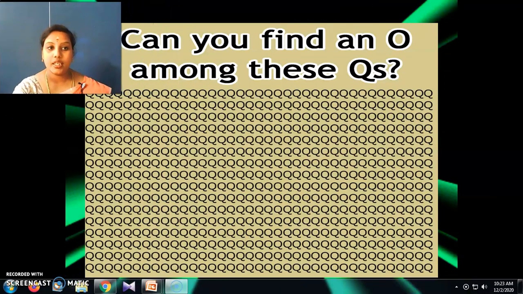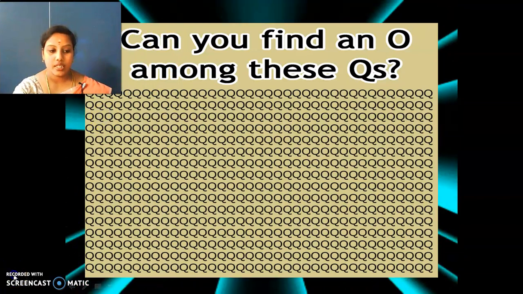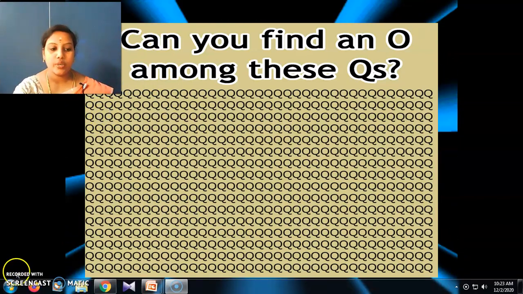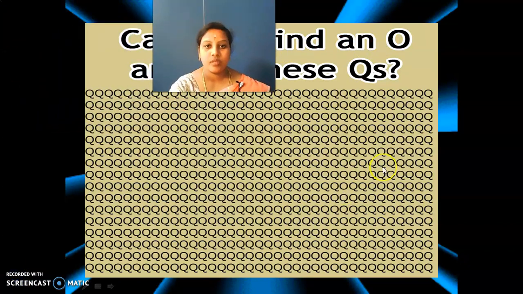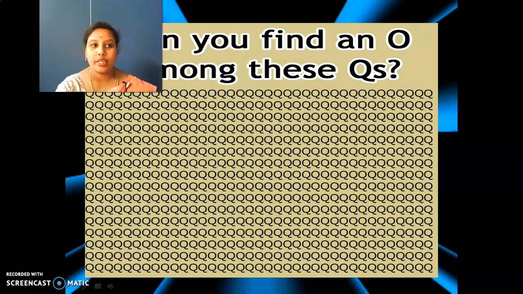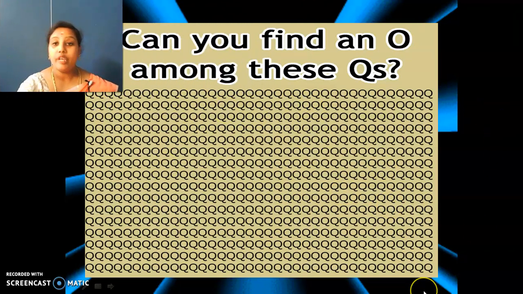See here. Here you can see this. Can you find an O among these Q's? Here they have given you a set of Q's. Okay, you can see Q's are there. Only Q. Correct. So now in these Q's you are going to find an O. So keep looking at the picture carefully. Observe it and then let me know where the O is. Okay. So your time starts now. Find out.